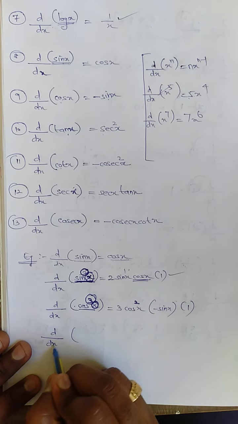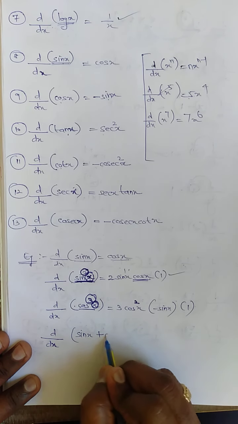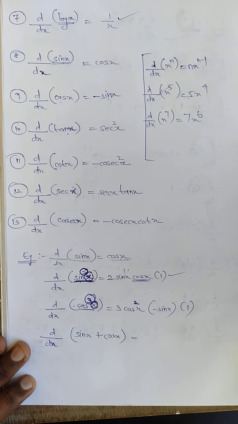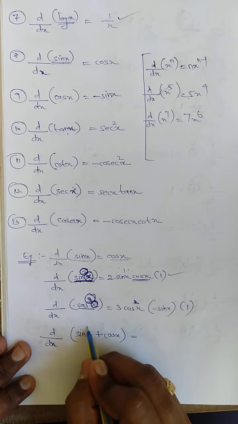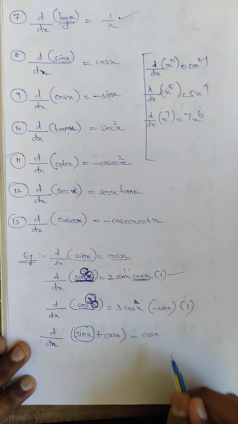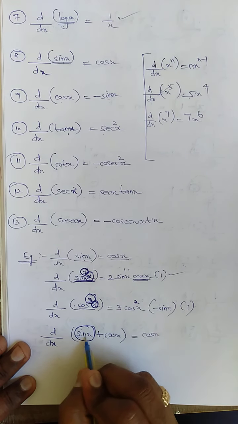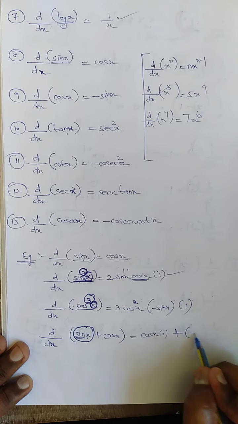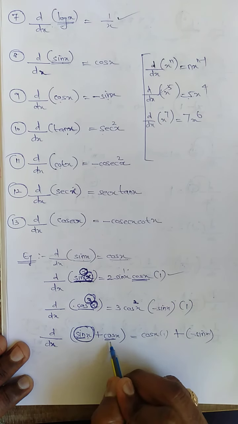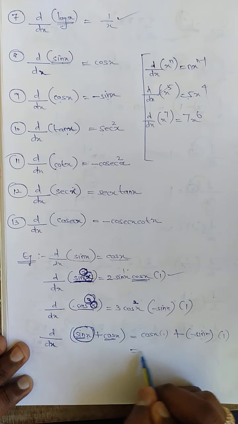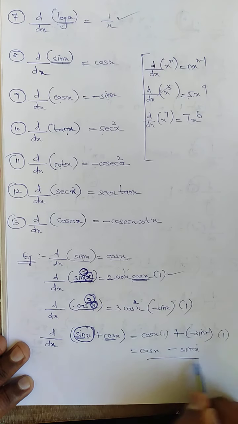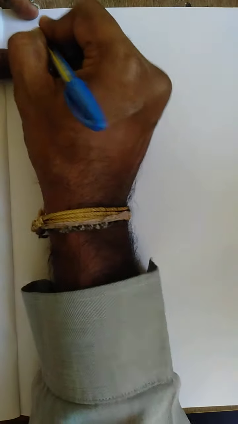Differentiate sin x plus cos x. These are different terms. Differentiate sin x, it is nothing but cos x. X differentiates to 1, we don't need to put it, no problem. Plus cos x differentiates to minus sin x. X differentiates to 1, no problem. So the answer is cos x minus sin x. That's the answer. I will give a few more examples.